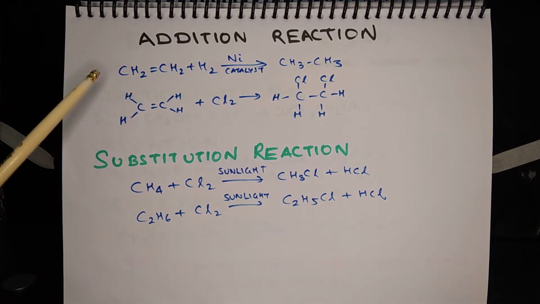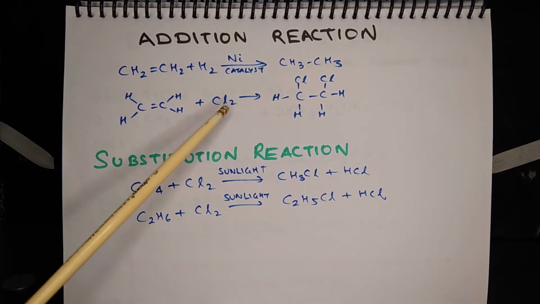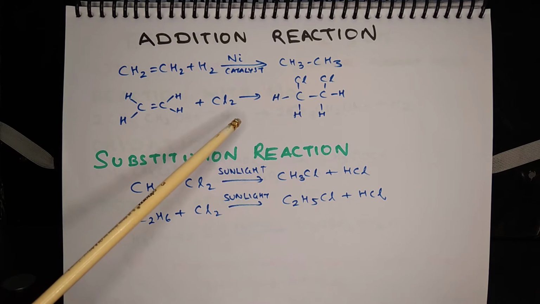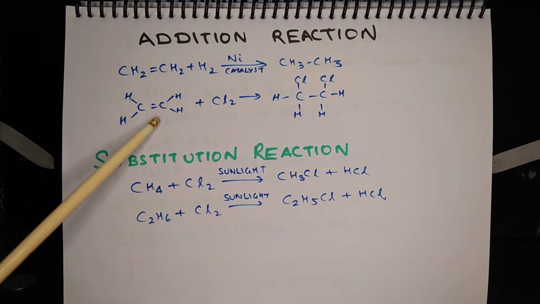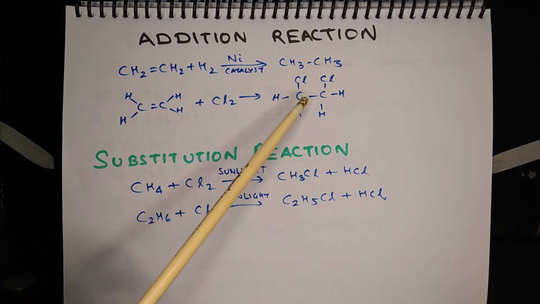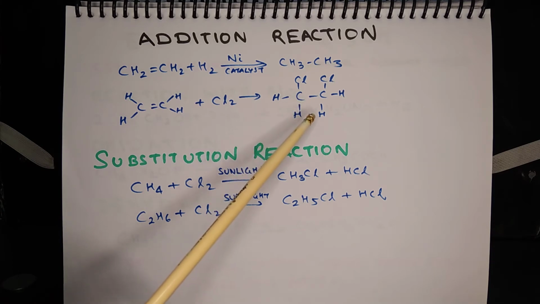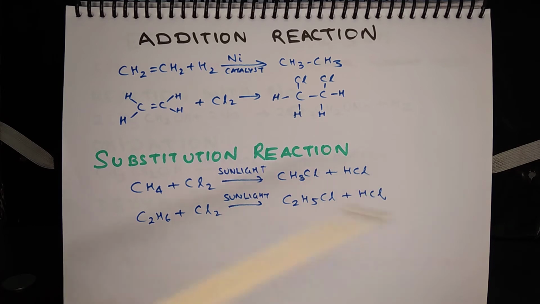In this case, when ethene reacts with chlorine, the double bond disappears, and the product of this reaction becomes ethyl dichloride.